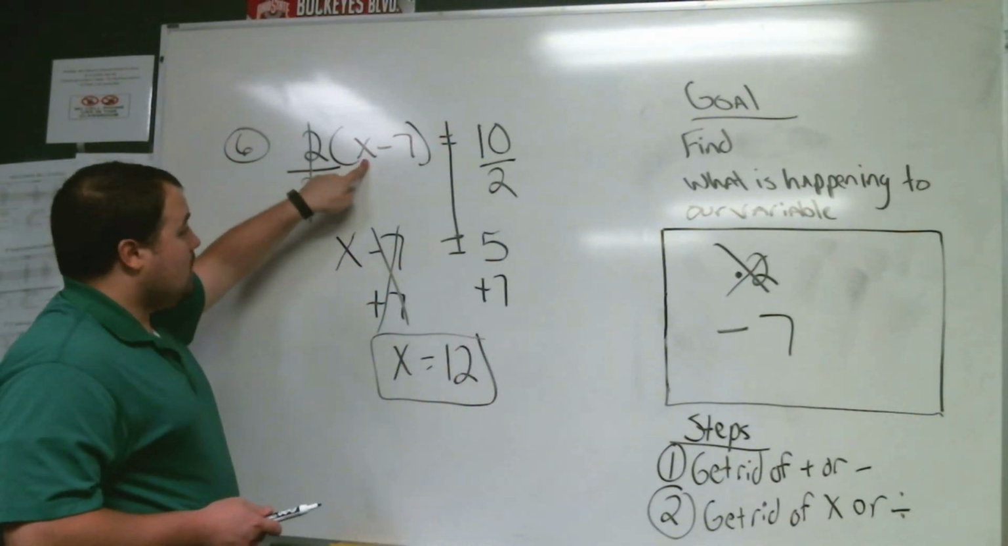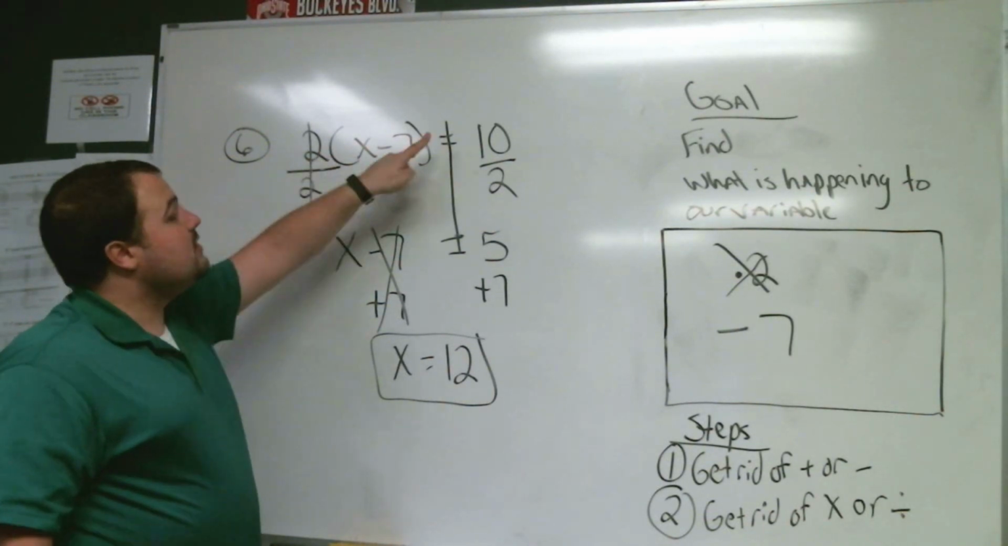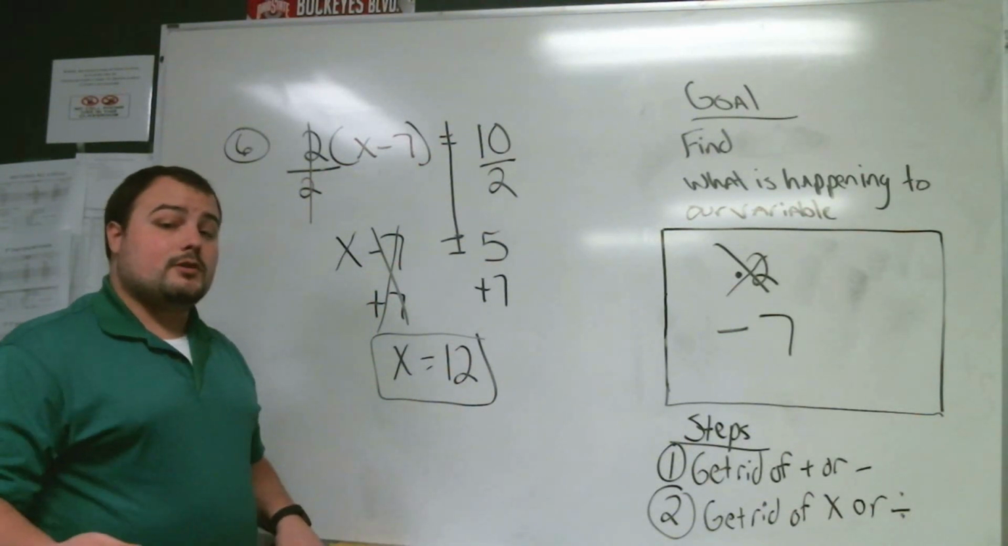Let's check. 12 minus 7 is 5. 5 times 2 is 10. That's the right answer. So 12 does work in our problem to make a real solution.